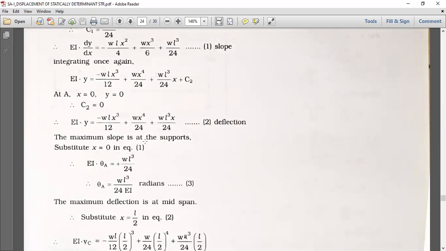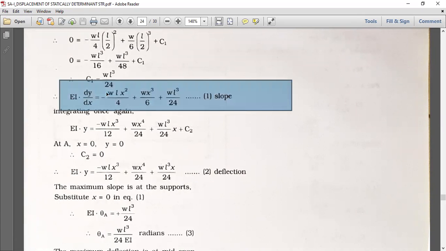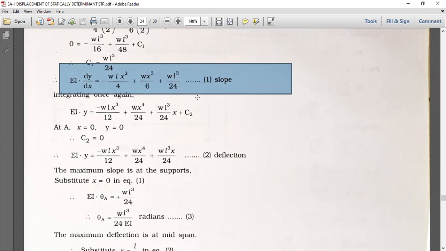The maximum slope is at the support. Substitute x is equal to 0 in equation 1. The first terms are 0, 0 and the last term is a positive W L cube by 24. That's why the angle theta A is equal to W L cube by 24 EI.